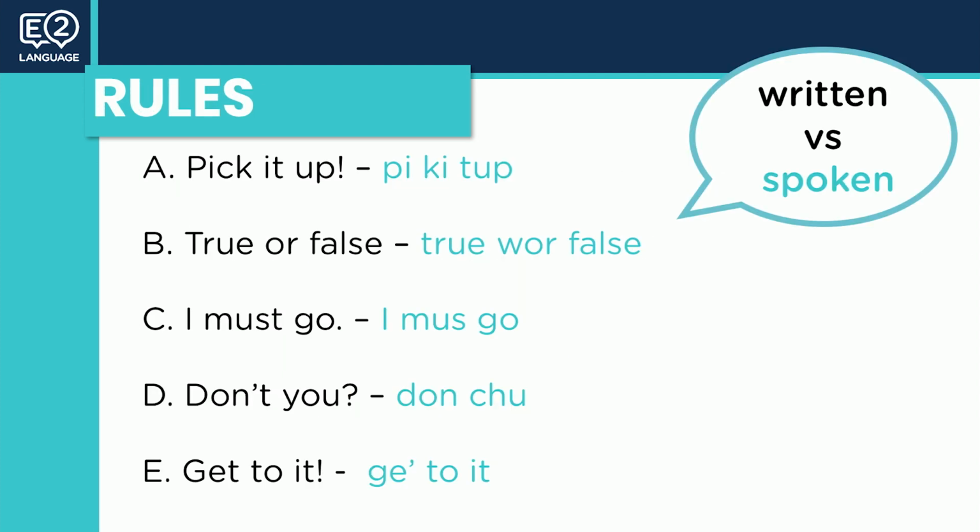So let's summarize these five connected speech rules. Let's take a look. "Pick it up" is a linking rule. "True or false" is an adding rule. "I must go" is a deleting rule. "Don't you" is like a magical transformation rule. And "get to it" is a combining rule. Again, this is the difference between written English and spoken English.